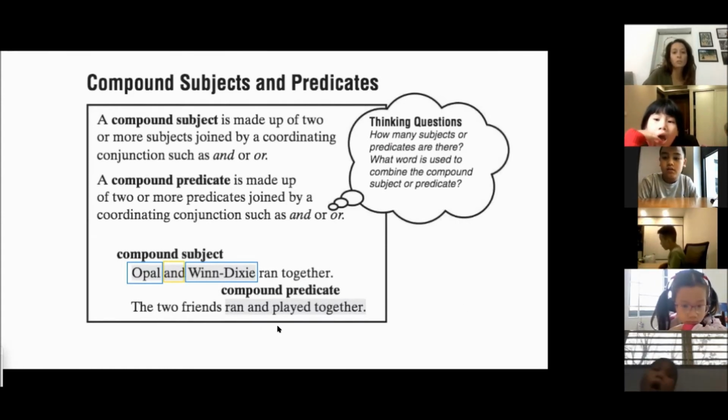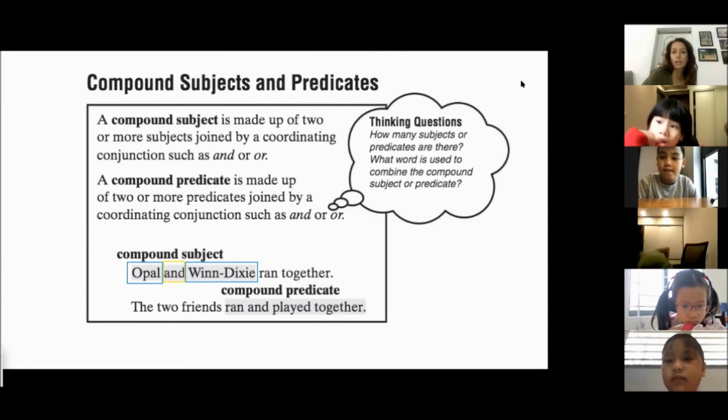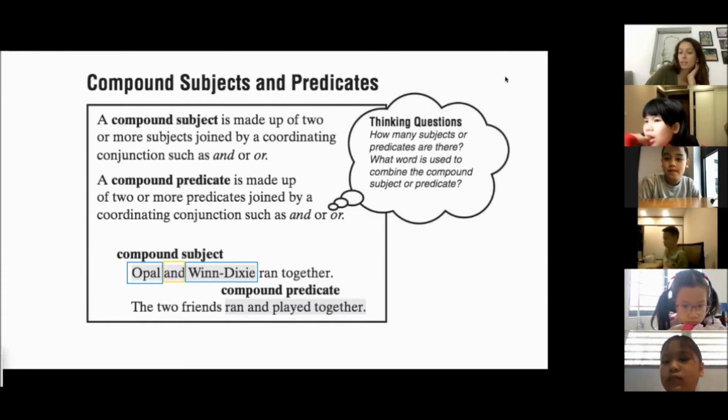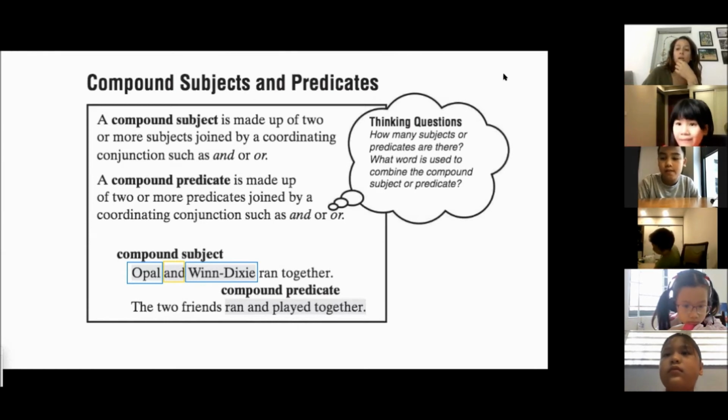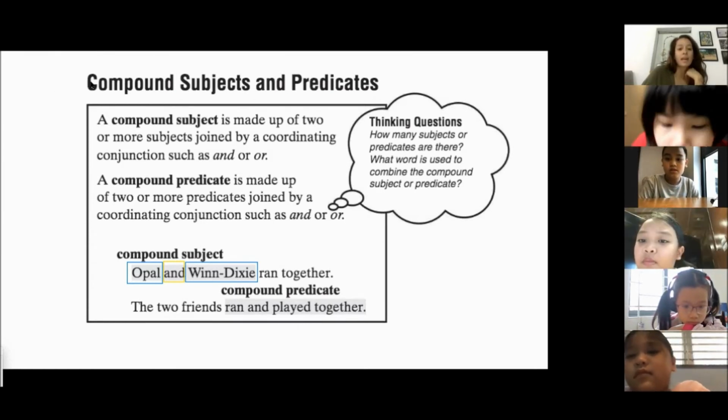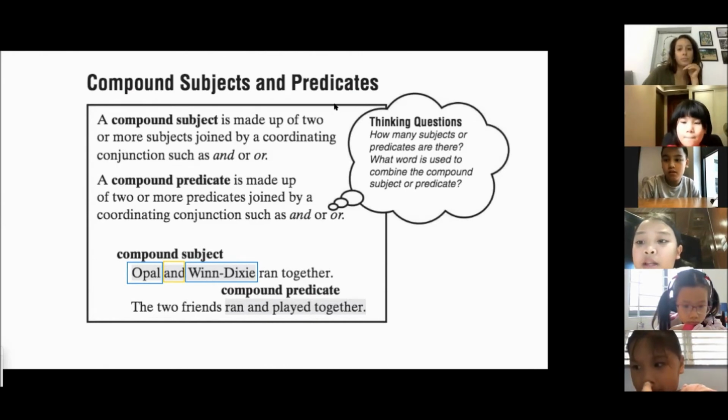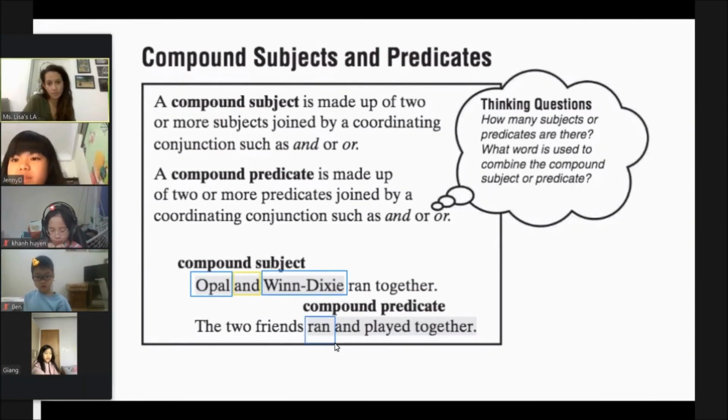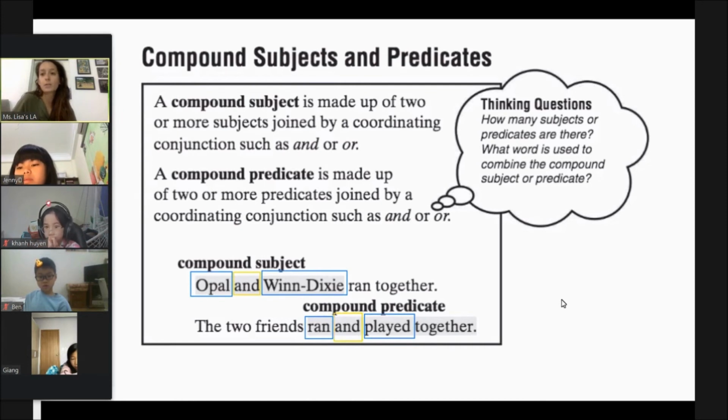The next one. The 2 friends ran and played together. Now, in this second example sentence, how many verbs are in this predicate? How many things did the 2 friends do? Ran and played. They ran. They played. And do we see a joining word here? And. Notice that when we have a compound predicate, we don't have a second subject. We didn't say the 2 friends ran and they played together. That would make it a compound sentence. Okay, so we only have one subject, the 2 friends.